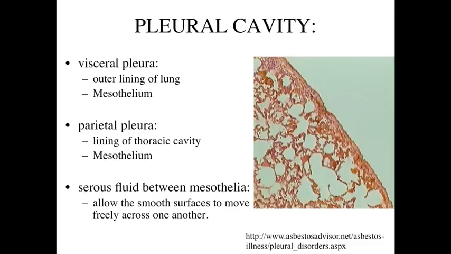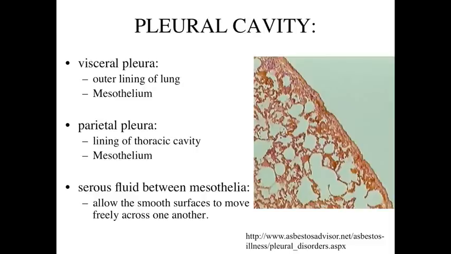If we look at the outer surface, we're going to have the pleural cavity. So we're going to have a visceral pleura, which is the outer surface, the outer lining of the lungs, and the parietal pleura, which is going to be the inner lining, the lining of the thoracic cavity. Both of these are going to be a mesothelium. So we're going to have a nice smooth surface.